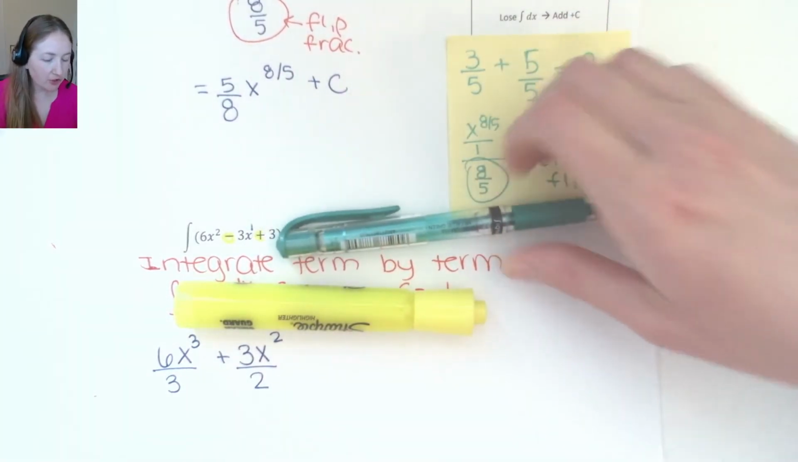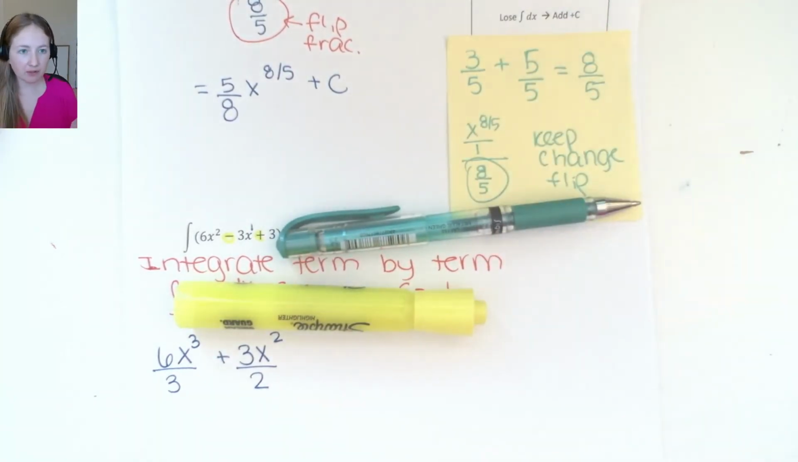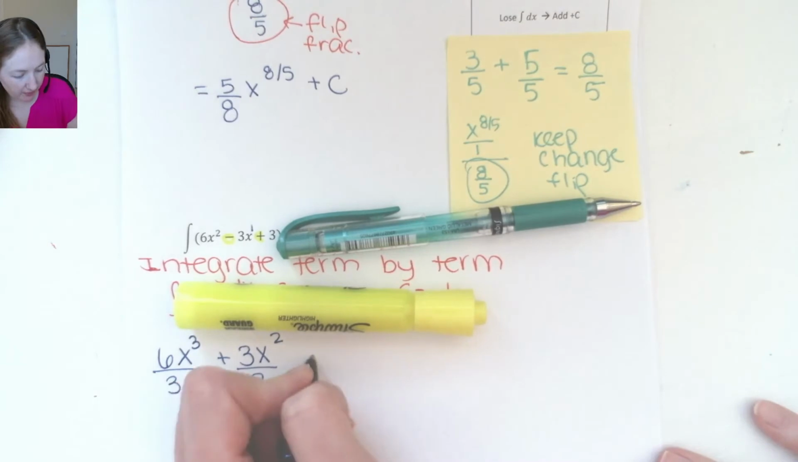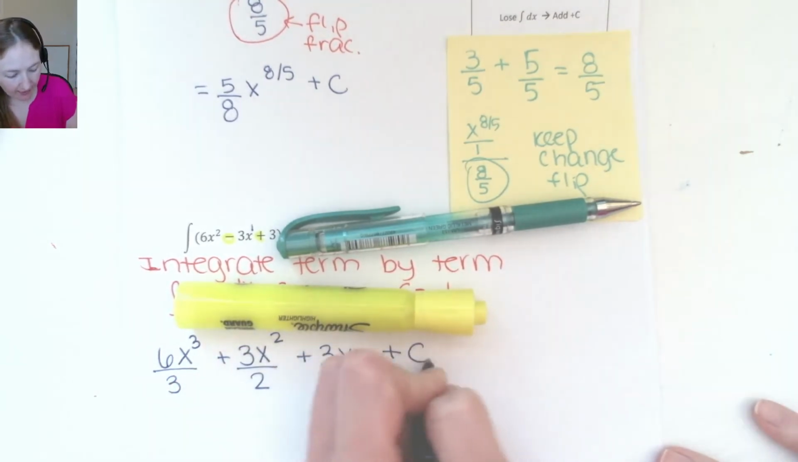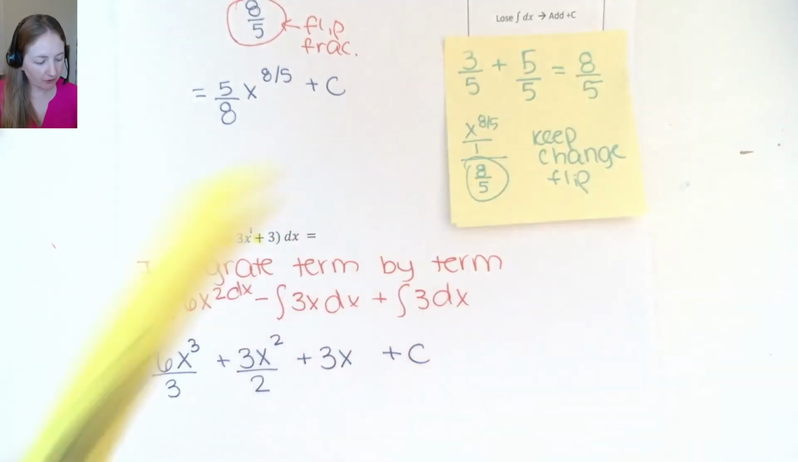And then our last term is this plus 3. Remember, the plus 3 is a standalone number, but with antiderivatives, we add on to it. So that plus 3 will become a 3x. And then we add our plus c. And that is our final answer.